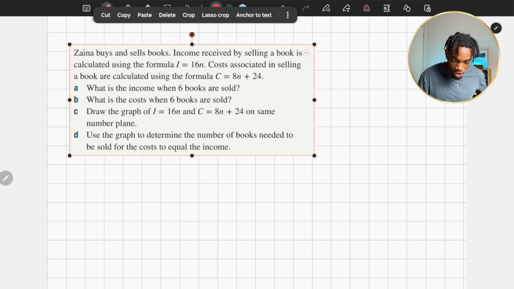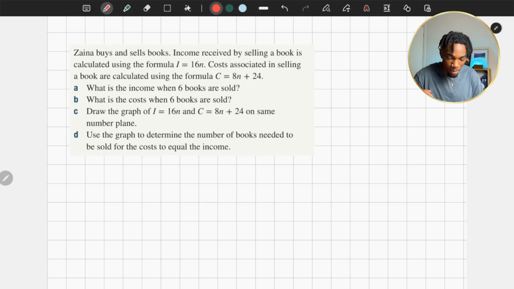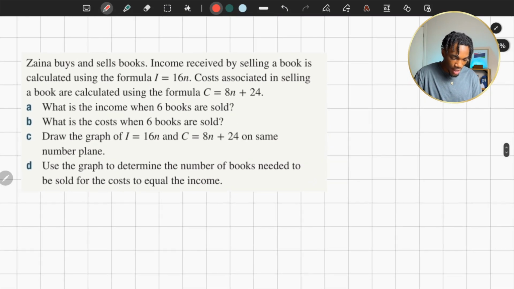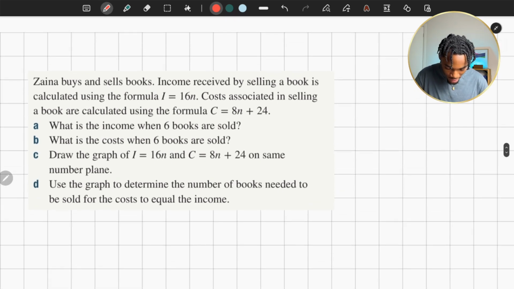Okay, so now we're going to go over simultaneous equations as models. Let's have a look at this. Zaina buys and sells books. Income received from selling books is calculated I equals 16n. Costs associated with selling a book are calculated with the formula C equals 8n plus 24. What is the income when 6 books are sold?